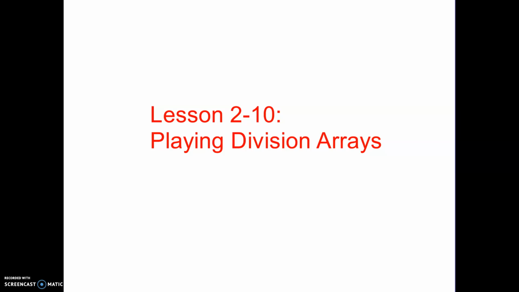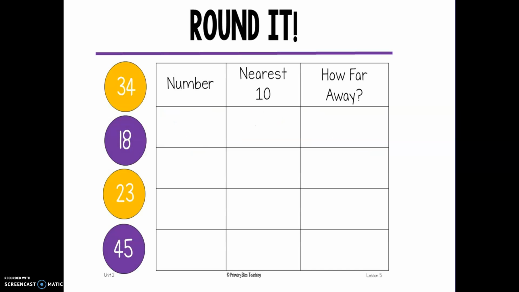Today we are doing lesson 210, and it's going to be working on eventually playing division arrays. But first, let's do a number talk. We're going to work on rounding. Okay? Now, we have used number lines in the past to do some rounding. But when you're doing a number talk, you're just thinking it in your head, mentally. I may do some writing in a little bit here, but first, let's just see if we can figure these out in our head.